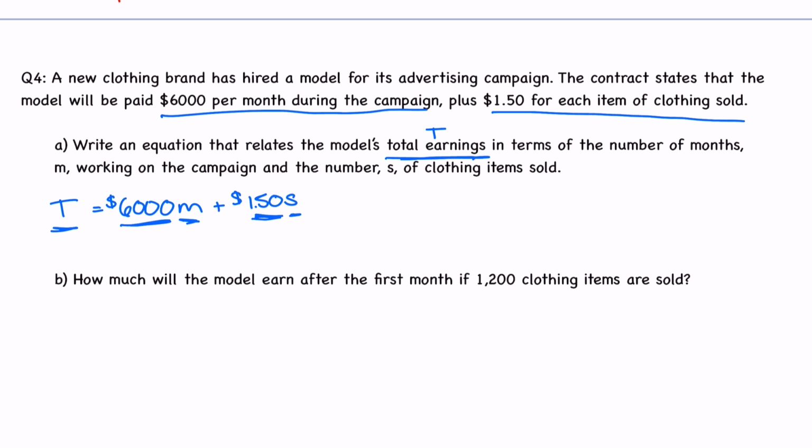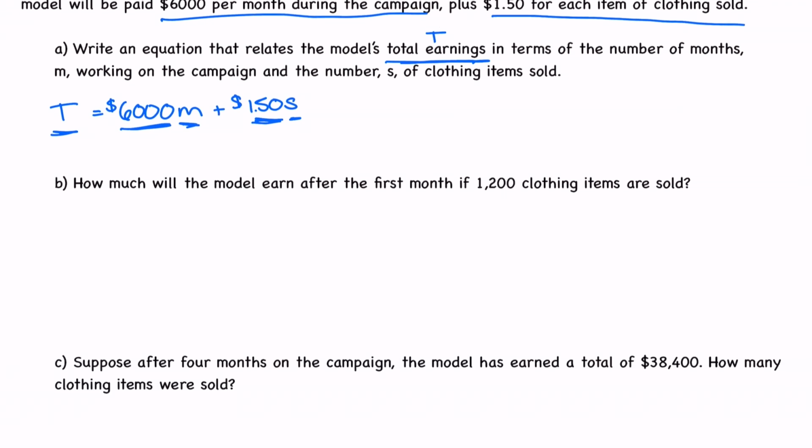Now part B is asking us how much will the model earn after the first month of 1,200 clothing items sold. So for this, we're going to write down what we know so far. There's only been 1 month of work, so our M is going to be equal to 1 for 1 month of the model doing the campaign. Our number of clothing items sold is 1,200, so that's going to be our S. Now we can plug this into our total earnings equation to solve for our total earnings.